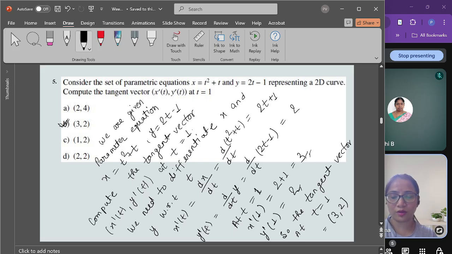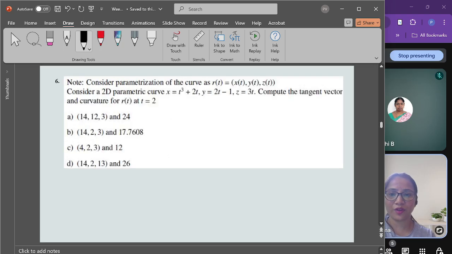So I hope you have understood this question. Now moving to our next question. Consider the parameterization of the curve as r(t), that is x(t), y(t) and z(t). This is a representation for r(t). And here consider the parametric curve where x is t cube plus 2t, y is 2t minus 1 and z is 3t. Now again we have to compute the tangent vector as well as the curvature for this r(t) at t is equal to 2.